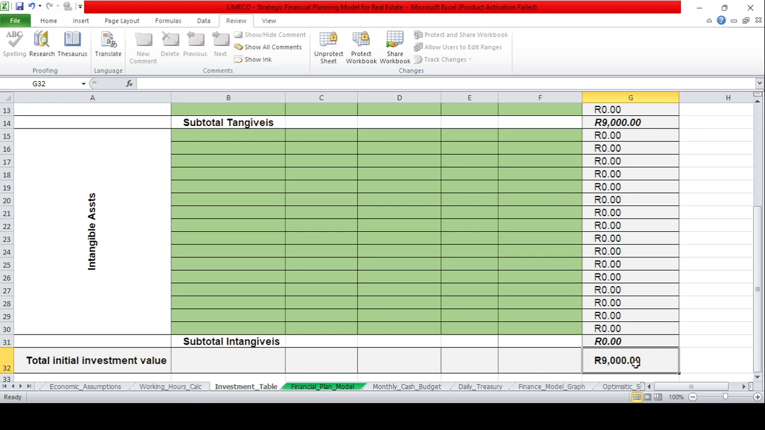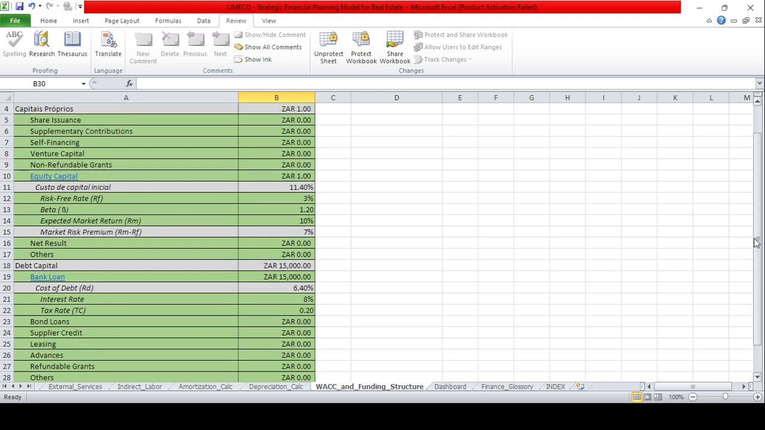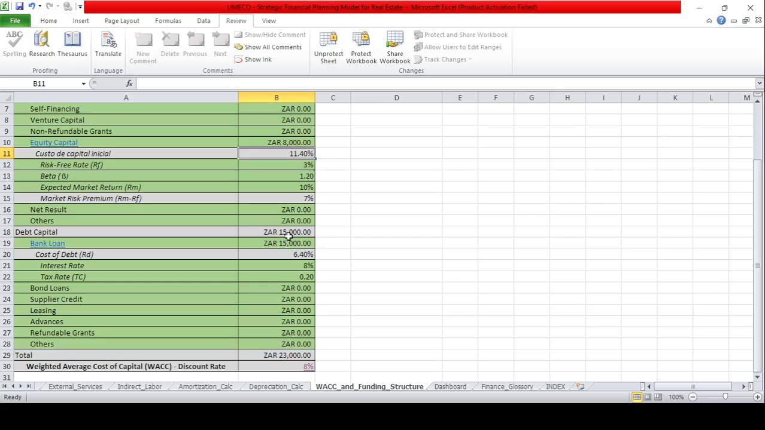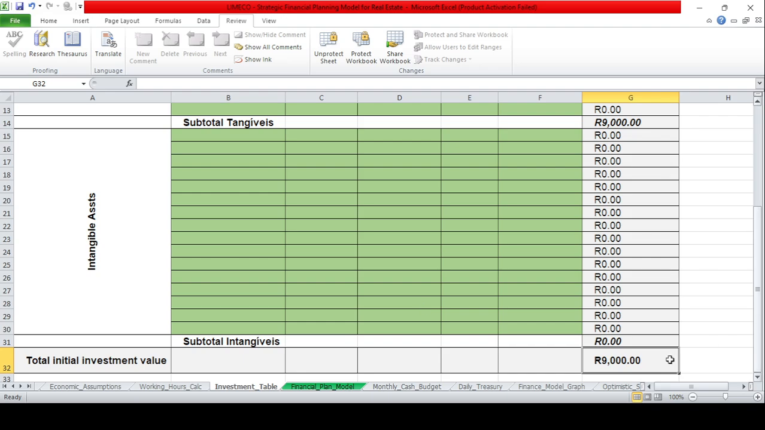So now we go to the financing sourcing projection, the funding structure. We get here 8,000 rand. Here we get 1,000 rand to get 9,000 rand. That fits with this 9,000 rand. Now go to the financial planning template.